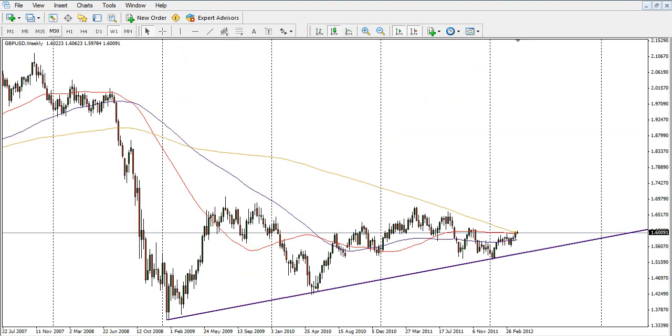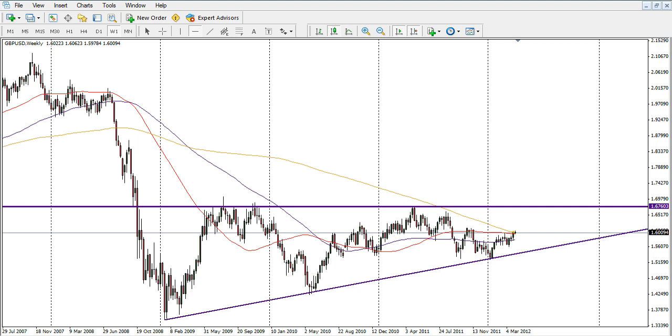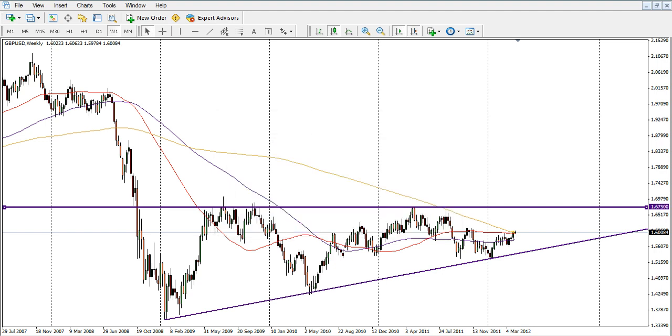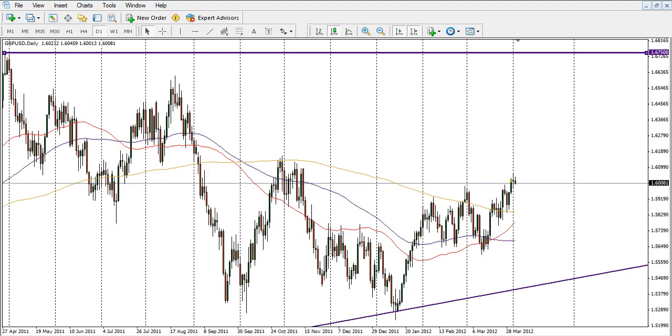There's a very nice resistance zone here in terms of a longer term perspective at around this 1.6750 area. That is the line in the sand really on the weekly chart. And it looks like it wants to grind up. We've had a nice bounce off of this trend line.